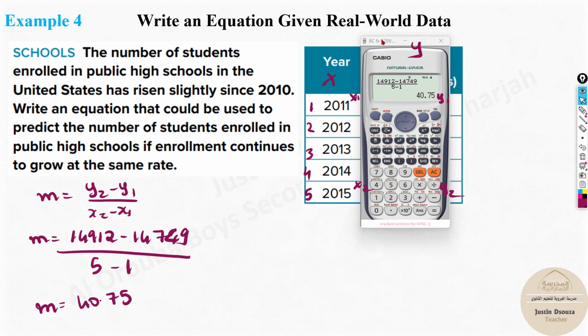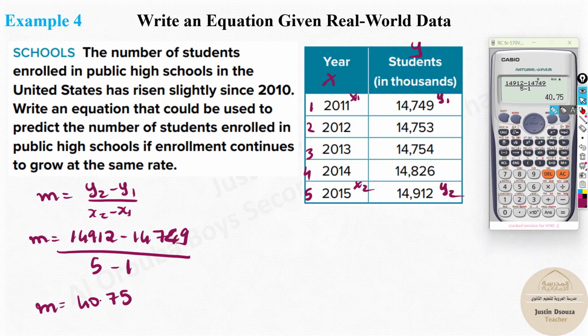What about the b-intercept? How do we find that? The b-intercept can be found out by how we have done before as well. Use the formula y equals mx plus b. Choose any of these values. I'll just substitute this last one. Now here, what is y? Y is 14912 equals, what is m? It's 40.75. X is 5 plus b.